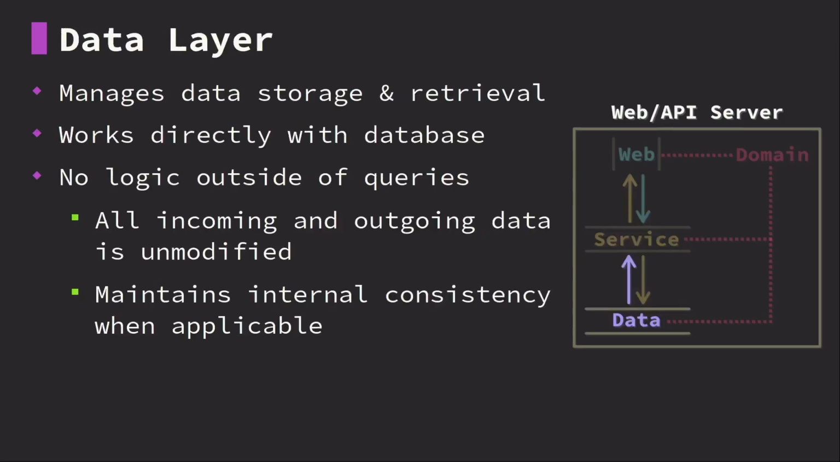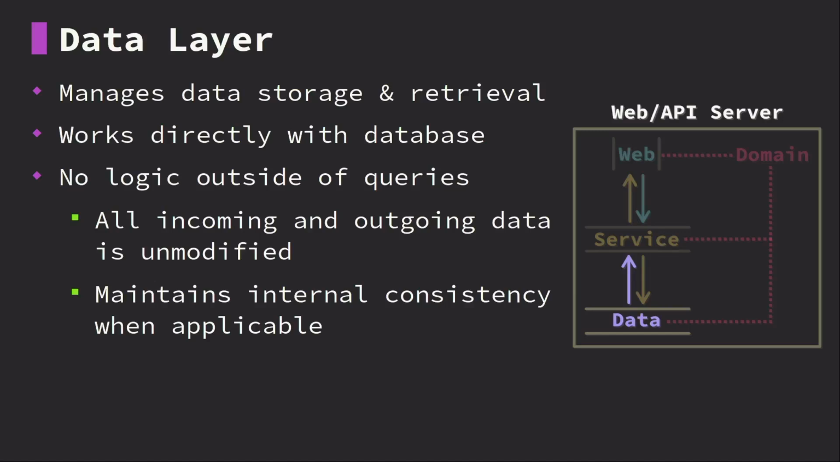Next, we have the data layer. The data layer manages data storage and retrieval, and it works directly with the database. The data layer contains no logic outside of whatever logic is present in database queries. All the incoming data to the data layer is unmodified, and all the outgoing data is unmodified as well. The data layer is responsible for maintaining internal consistency when applicable. The data layer is only able to access the service layer. It cannot access the web server and is also unable to access any clients directly.